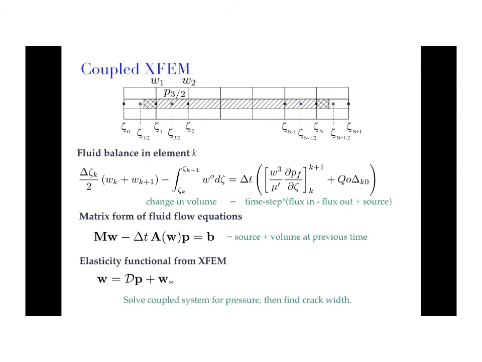And now from the XFEM, you have the last equation: W is a functional, D times P, where P is the vector of the net fluid pressures. So you couple these two matrix-vector equations and you solve them using Newton's method to find crack width W and the fluid pressure P.